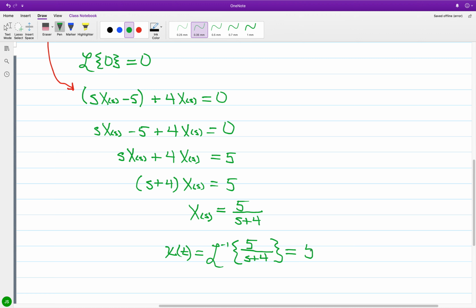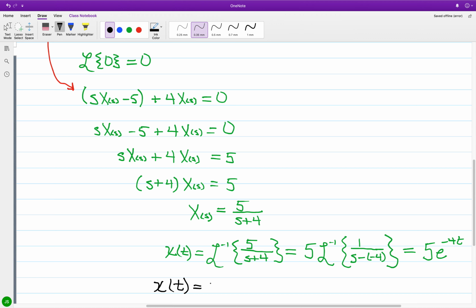And that is equal to 5 times the inverse Laplace transform of 1 over s plus 4. You can also write this as 1 over s minus negative 4. And for the result here, we have 5 and the inverse Laplace transform of 1 over s minus negative 4. This will be e to the negative 4t. And so for this final result, we have the solution, with the given initial condition, equal to 5 times e to the negative 4t.